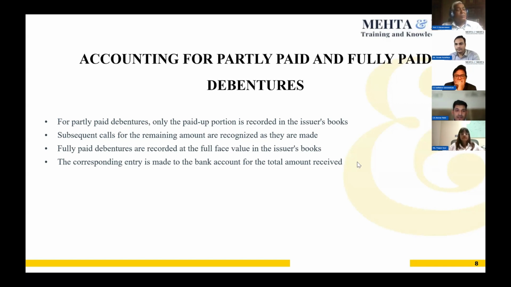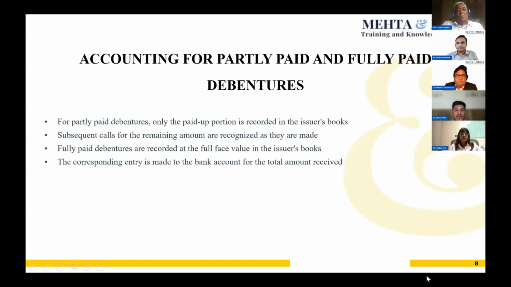So when the company issues partly paid up debentures, only the portion which is issued, that amount is recorded in the books. For example, if the face value of the debenture is 1,000 rupees, but the called up value is only 500 rupees, we have to record the transaction only for the 500 rupees, and the remaining amount will be recorded as and when it is called up. When the company calls the subsequent amount, that time it will be recorded, and there is no other treatment for the uncalled debentures.